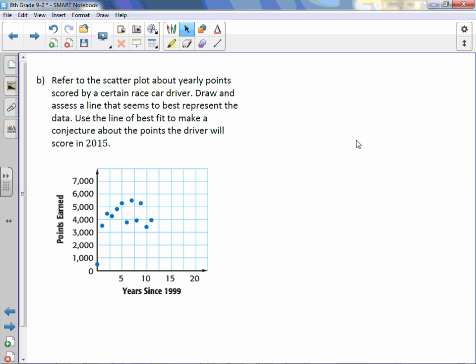Letter B. Refer to the scatter plot about yearly points scored by a certain race car driver. Draw and assess the line that seems to best represent the data. Use the line of best fit to make a conjecture about the points the driver will score in 2015. Okay, so here, most of our data seems to be up here between 3,000 and 6,000. However, we have a point way down here. This right here would be considered an outlier. So when we're drawing our line of best fit, because it's an outlier, we don't really pay much attention to that.